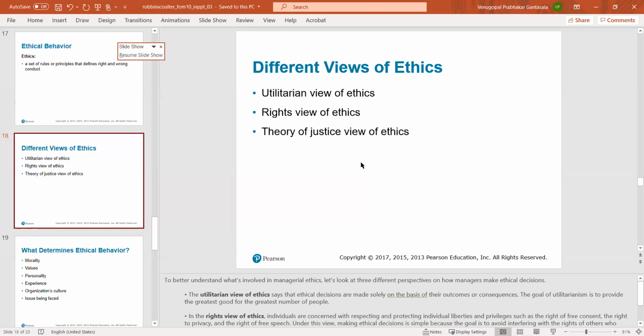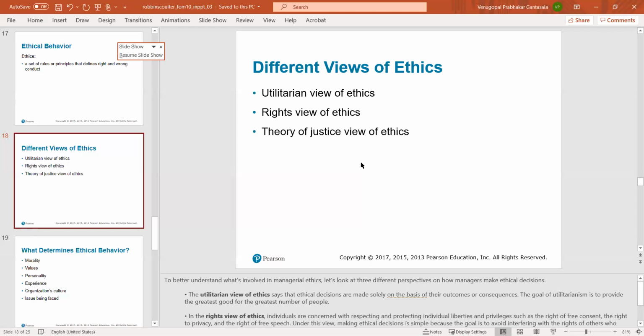So do something that creates the greatest good for the greatest number of people. Whatever you do, it has to benefit the majority of the population that you're serving. You cannot do something that benefits only a few people. That becomes unethical. So whatever you do as an organization, it should benefit the majority. Maybe it cannot benefit every single individual. You do the greatest good for the greatest number of people. That is the utilitarian view of ethics.